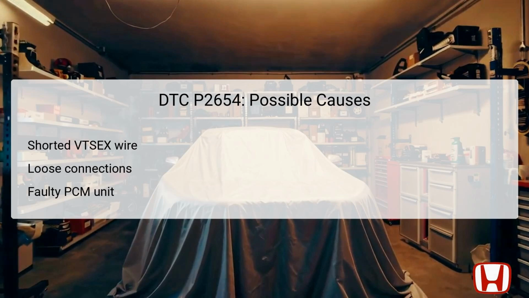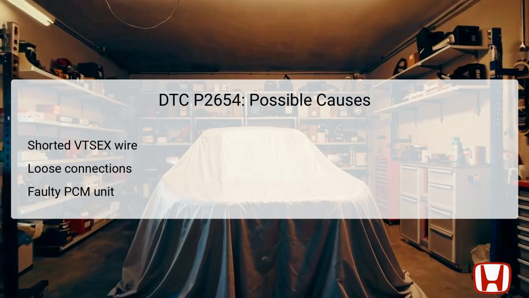Several factors can lead to the activation of DTC P2654. A short to power in the VTS-EX wire, which connects the rocker arm oil control solenoid to the powertrain control module, PCM, is a primary concern. This might occur if the wire has become damaged or frayed, creating an unintended electrical path. Additionally, loose or corroded connections at the solenoid or PCM can introduce resistance in the system, resulting in voltage irregularities.